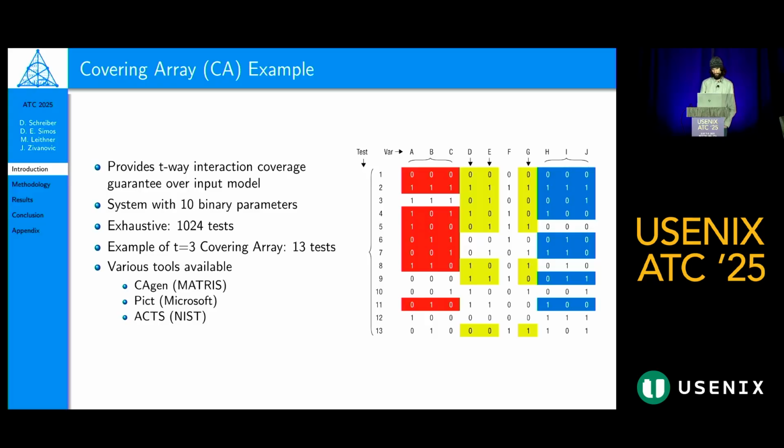The problem of optimal CA generation is believed to be NP-hard, but there are various tools implementing greedy algorithms which can generate relatively small CAs in a short amount of time, also for large input parameter models.